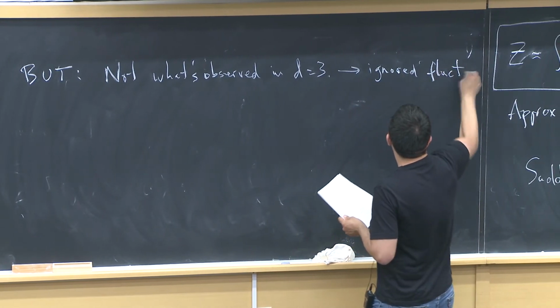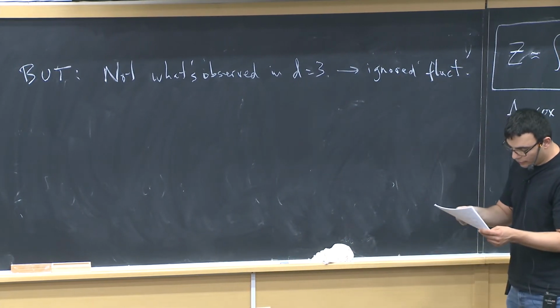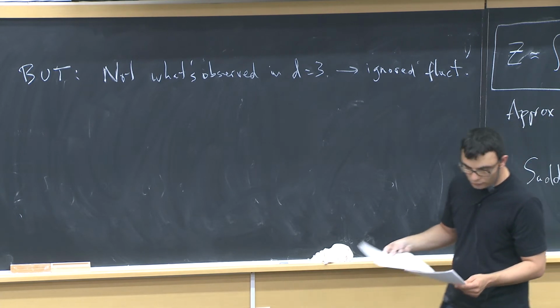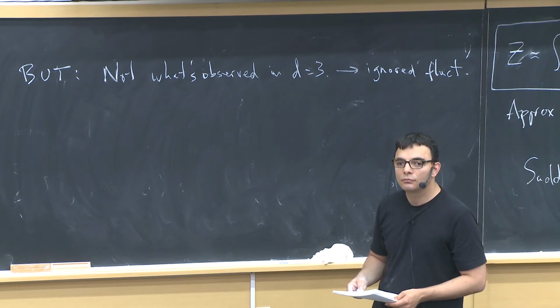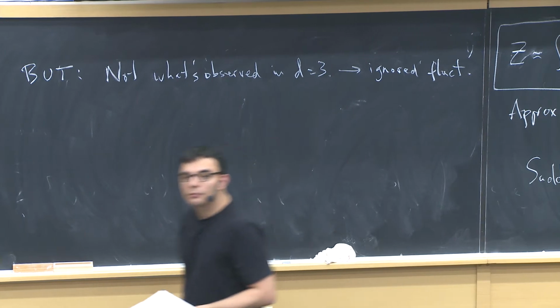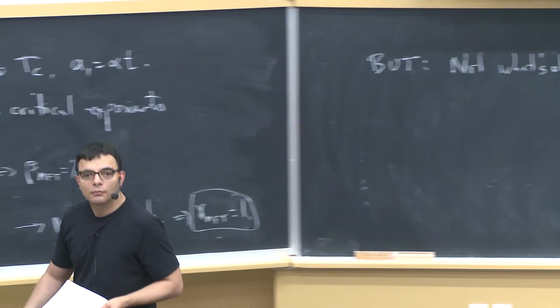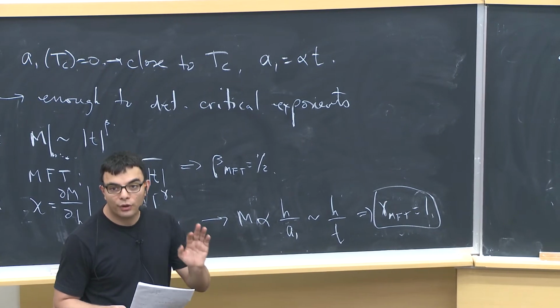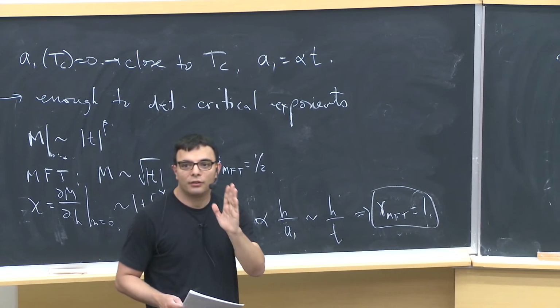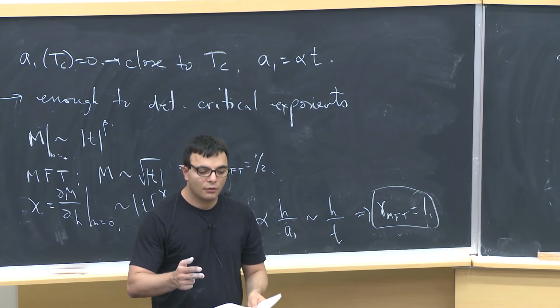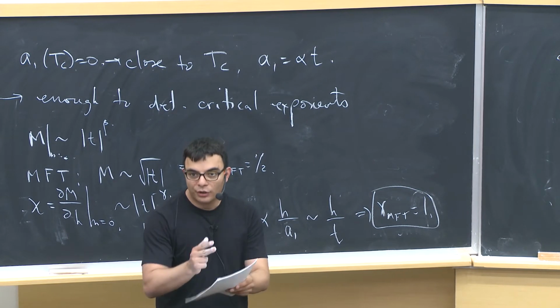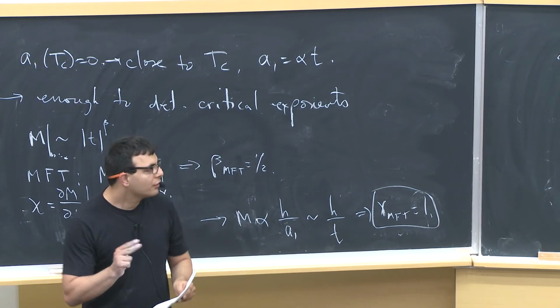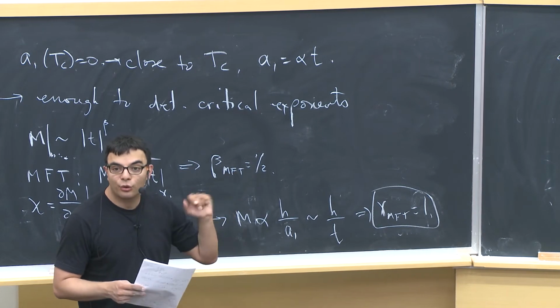So the fluctuations must be important. But why do the fluctuations not matter in D bigger than 4? Yes. D equal 4 is a special case where the fluctuations actually do matter. But for D strictly bigger than 4, they're not going to matter, and I'm going to show you why.